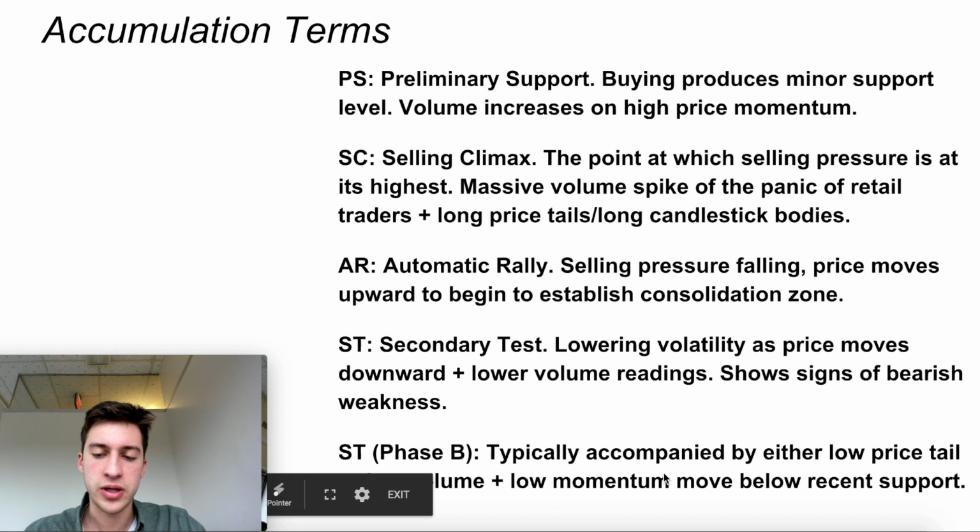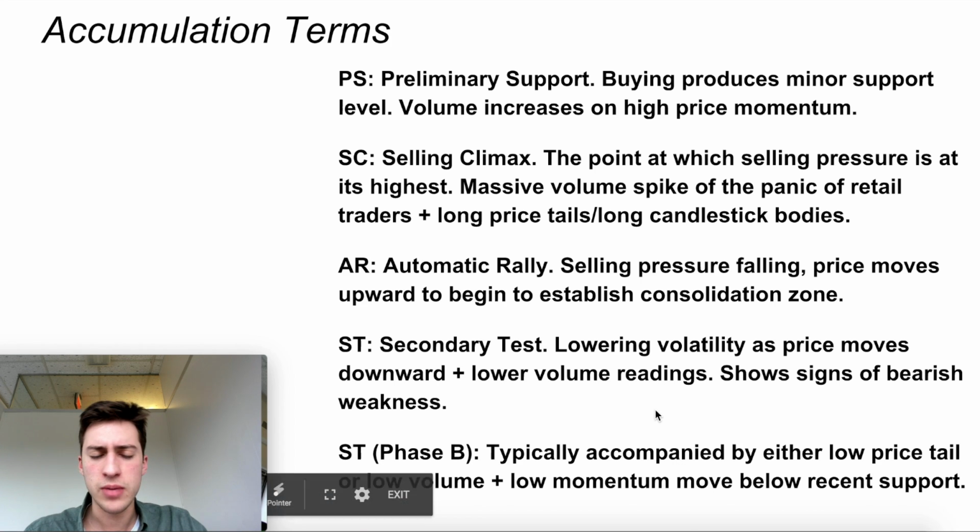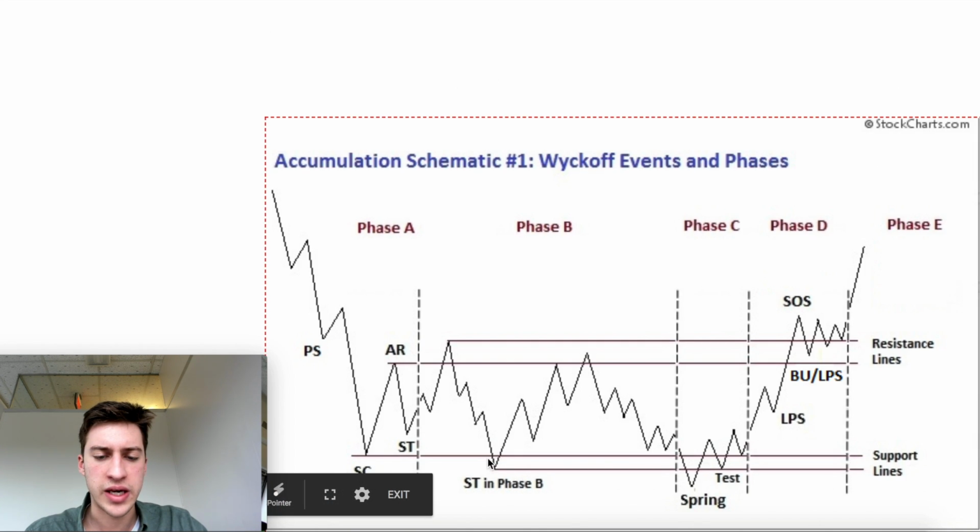So this is going to be accompanied by either a low price tail, or low volume plus low momentum. Yeah, move below recent support. What I mean by that is you're probably going to see either some candlesticks that have very low price tails, triggering some retail stop losses. Or you're going to see the type of V formation where price goes down very weakly. It doesn't explode very quickly when it goes past the previous support of the selling climax. And then when it goes below weakly, volume begins to drop off, and then we get a quick up move and we go right back into the trading range.